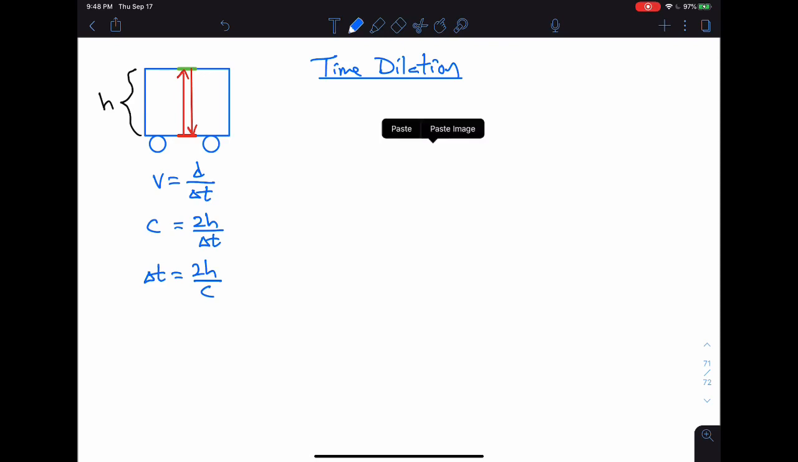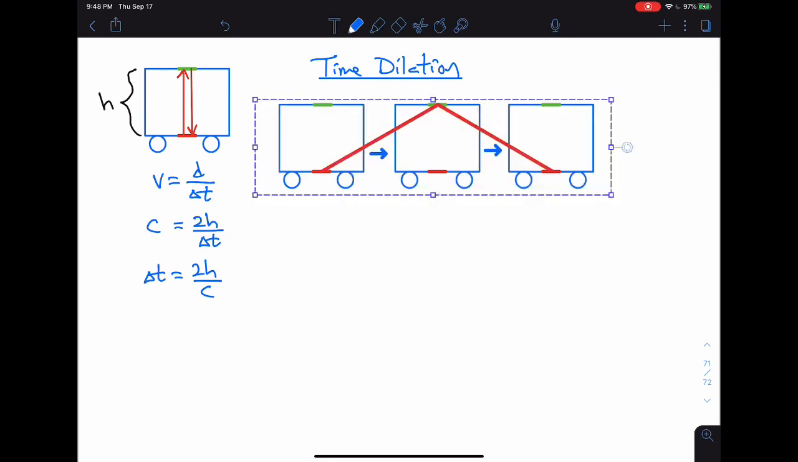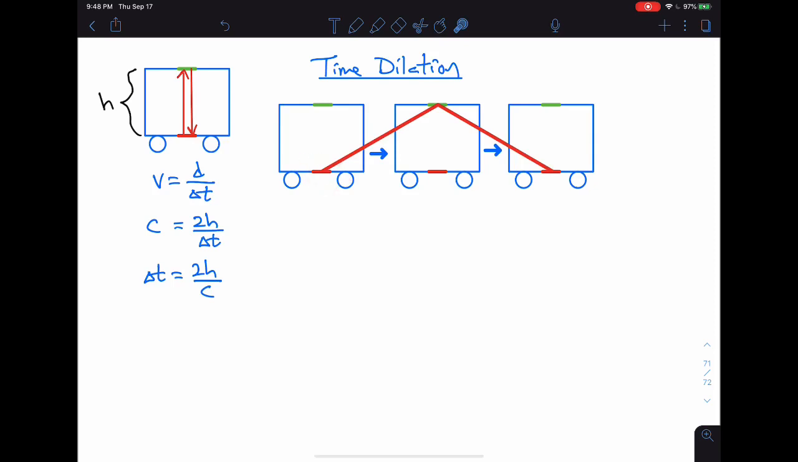Now, let's look at the situation where we have the train going by and somebody next to the tracks, just on the ground there, sees the train go by and sees this photon going up, hitting the mirror and coming back. What would they see? So in this image, I'm trying to show the passage of time. That's what the three train cars are. It's the train at three different moments of time. When the photon's emitted, I should say, then when it strikes the mirror, and then when it comes back.